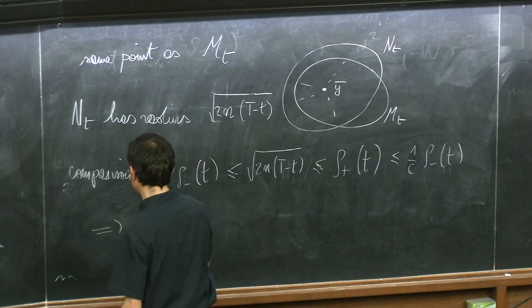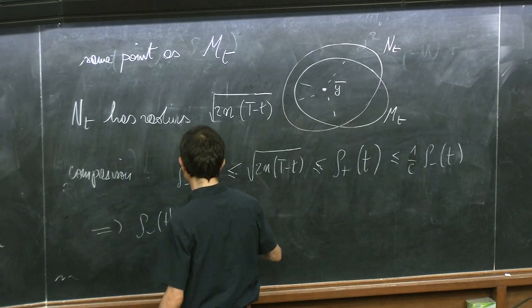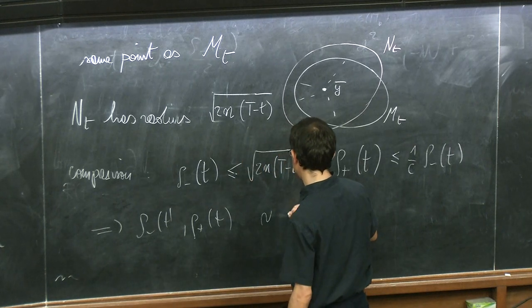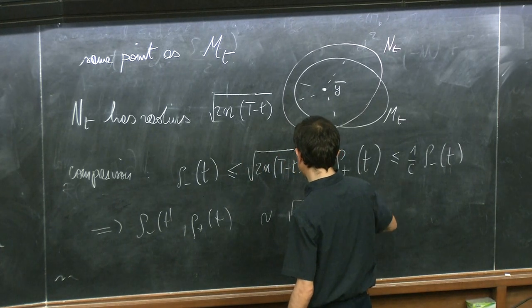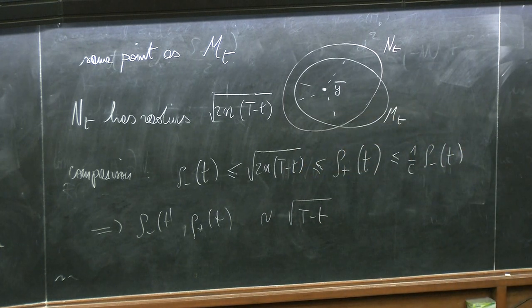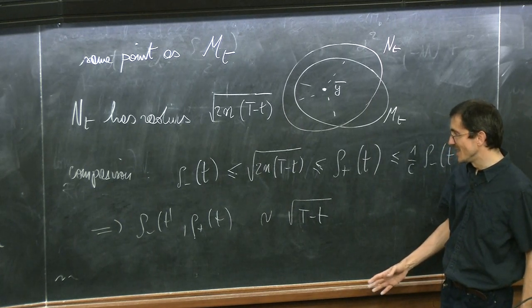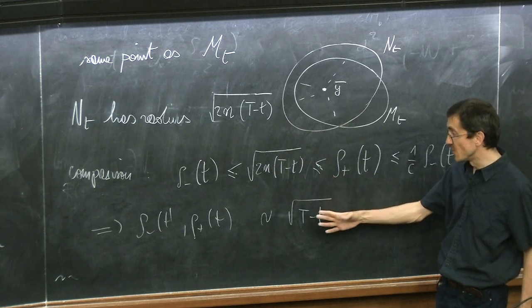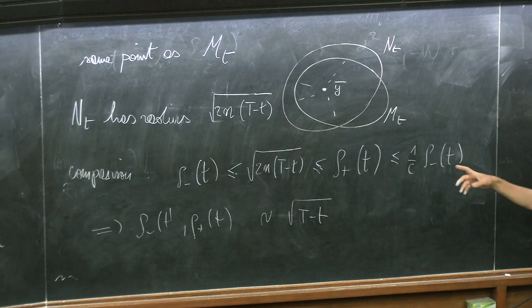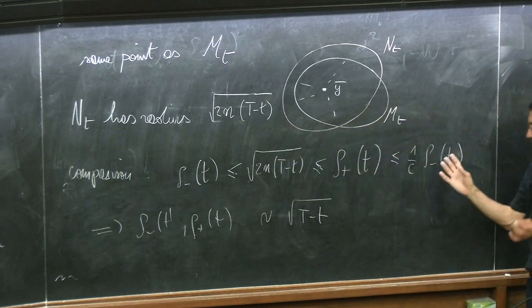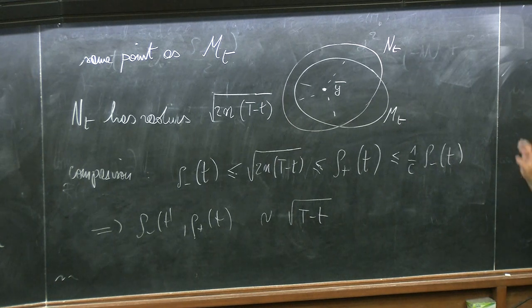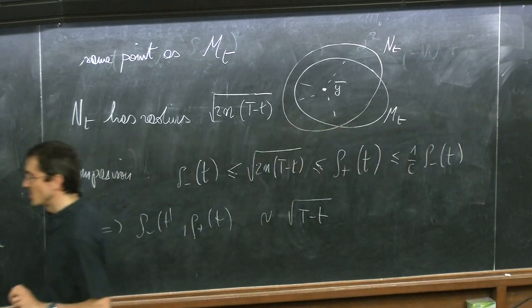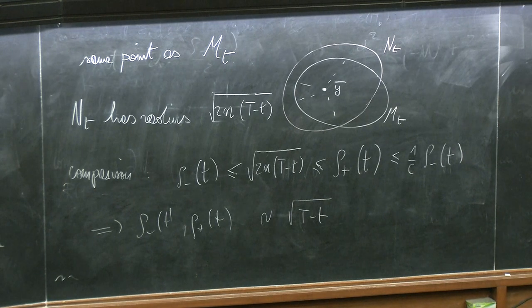So this means that both rho minus and rho plus are of the order of the square root of the remaining time, which is very close to the definition of type 1. Type 1 singularity means that the curvature blows up like the inverse of this. Here we are talking about radii of the whole object, not the curvature at specific points, but we can go back to this estimate here.